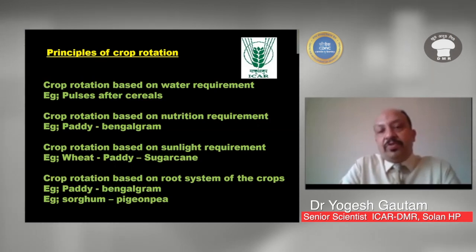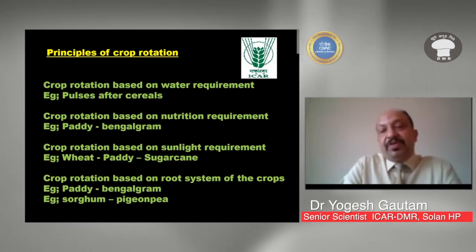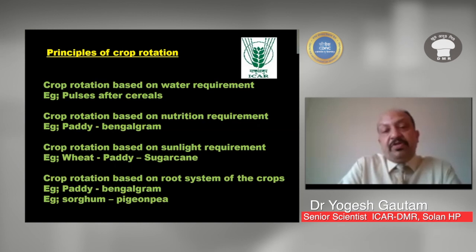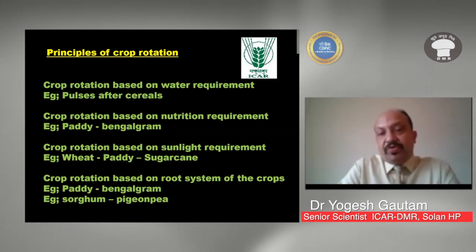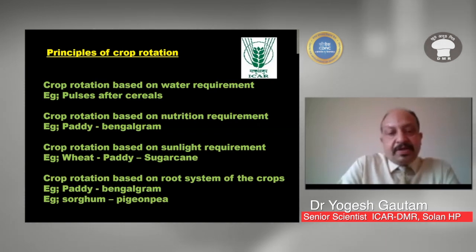That is, they grow mushrooms in the season in which the environment relevant to that mushroom is available. Just like in field crops, where crop rotation is suggested to farmers, it is based on water requirement, that means what amount of water is required for a particular crop. If more water is required, they are grown in the season when more water is available.